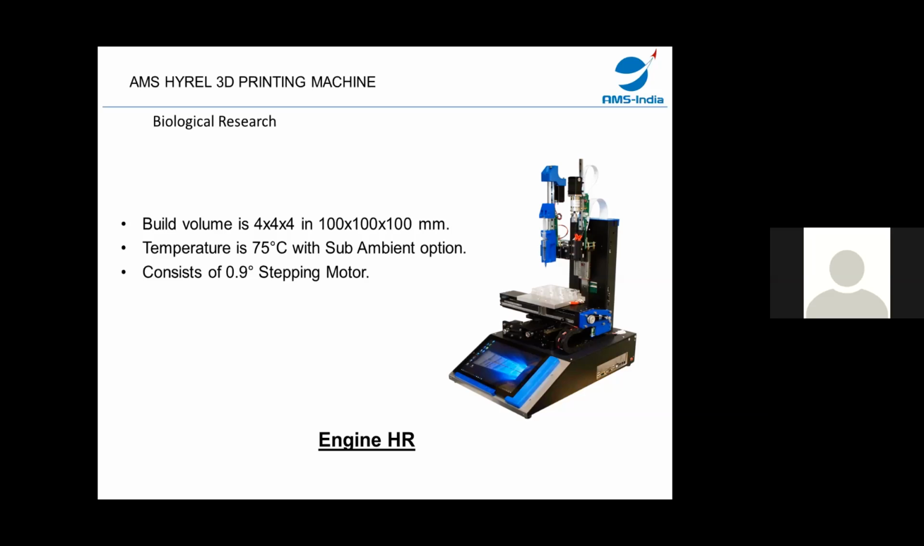The biological research machine has a very small print size, only 100 millimeter by 100 millimeter. It is again a very accurate machine. It is a completely direct drive mechanism, and this is used mostly for bioelectronics and medical applications.